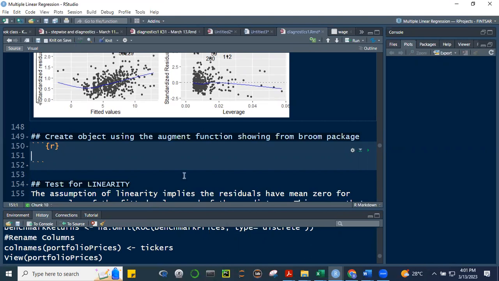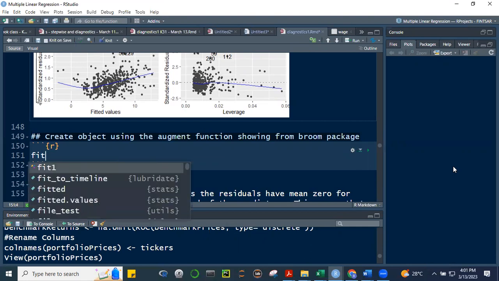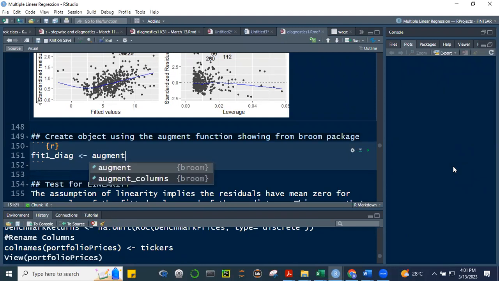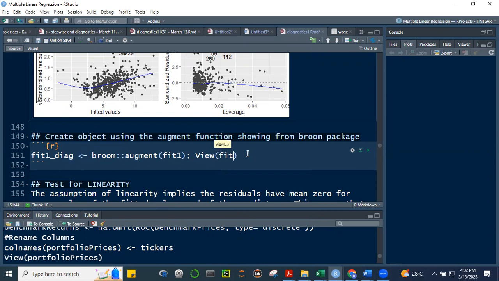Now there's this function called augment. I'll put here fit1, and then our diagnostics. Let me call it fit1_diagnostics. And I'm going to use the augment function coming from broom. So let me put here broom, and then fit1. And let me also automatically view this: View(fit1_diagnostics).